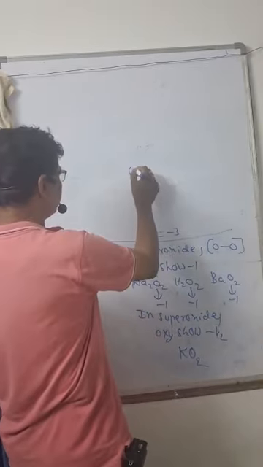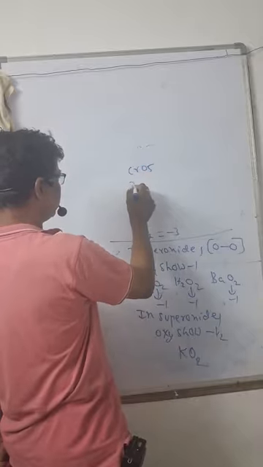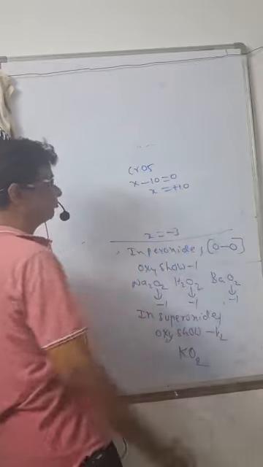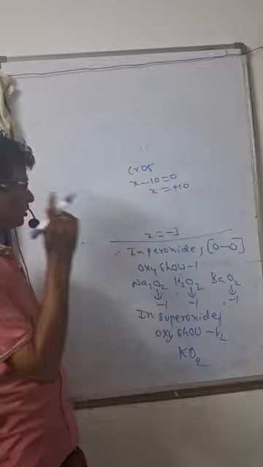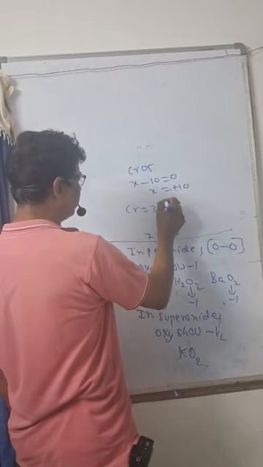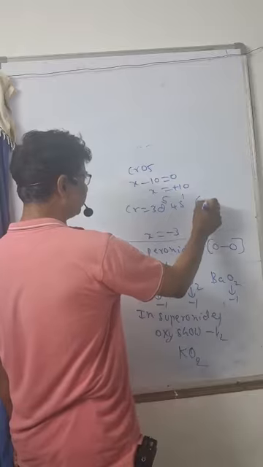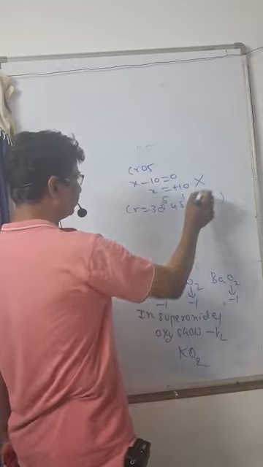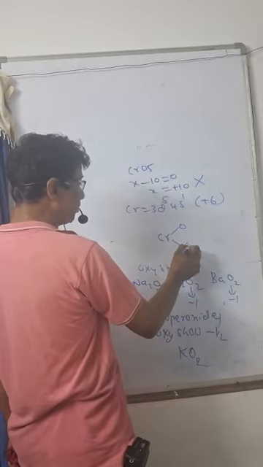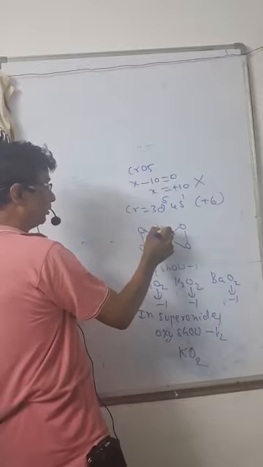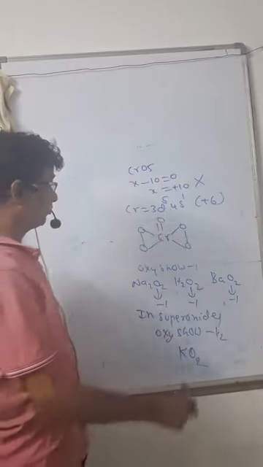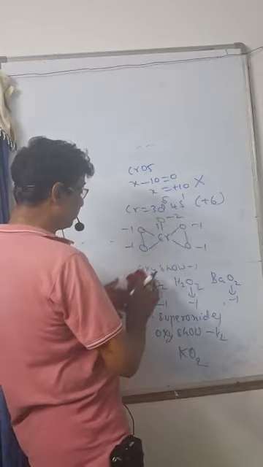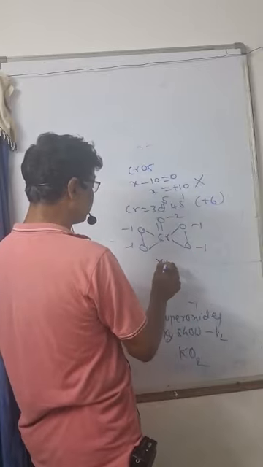For example, CrO5. What is the oxidation state of chromium? If you apply the rules, you get wrong answer. What is the maximum oxidation state of chromium? Tell me. It is +6. But your answer is +10. So this is wrong answer. So then in this case you have to draw the structure. OO bond is peroxy bond, -1, -1, -1, -1, -2, X minus 6 is 0, X is equal to +6.